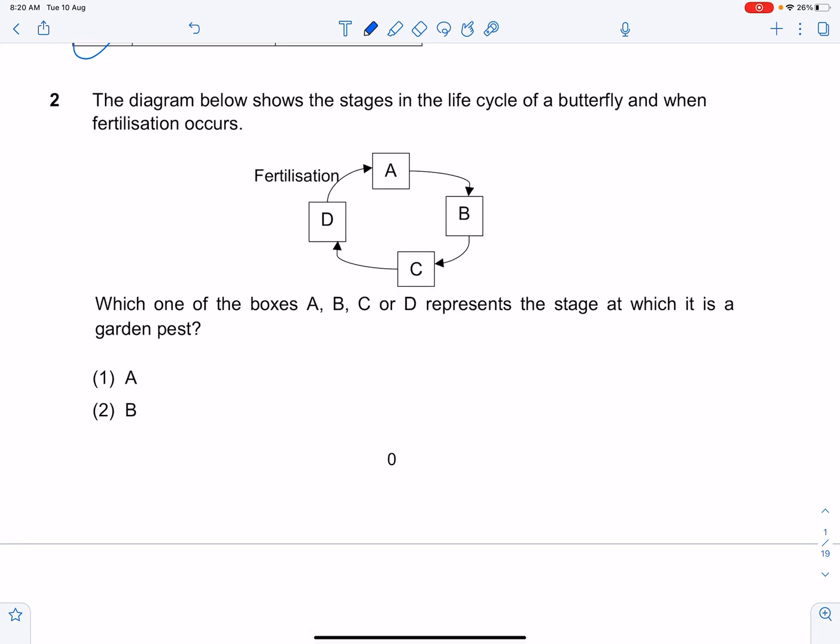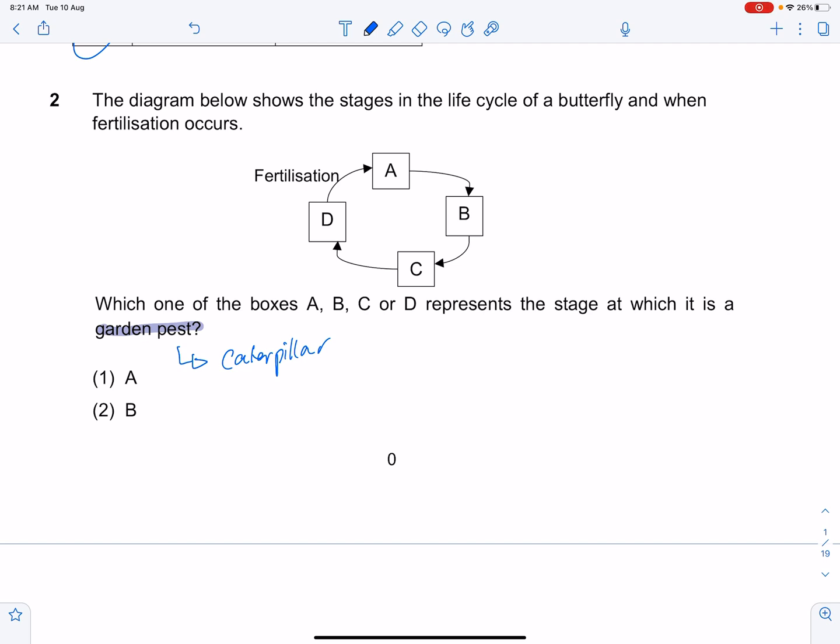Question number 2. The diagram below shows the stages in the life cycle of a butterfly when fertilization occurs. Which of the boxes A, B, C, or D represents the stage at which it is a garden pest? In order for it to be a garden pest, we must ask ourselves which part of the butterfly's life cycle will probably result in the damage of leaves, and that will actually be our caterpillar. Unlike your caterpillar, the adult butterfly is beneficial to plants because it helps in pollination. So that's something we need to take note of.